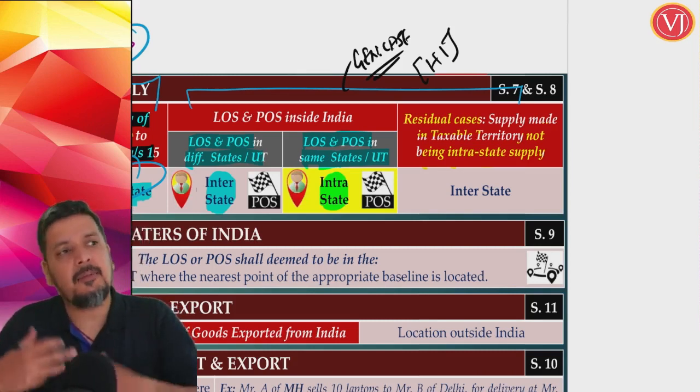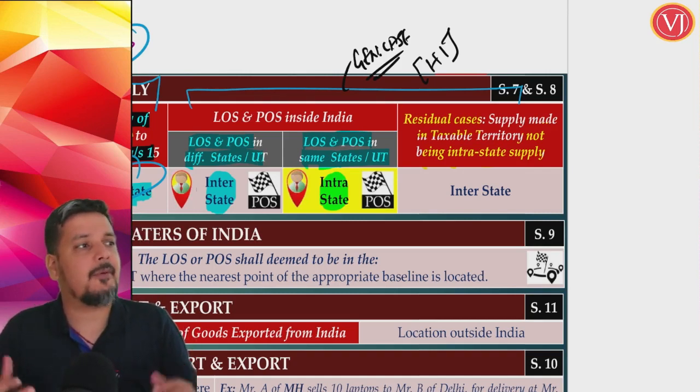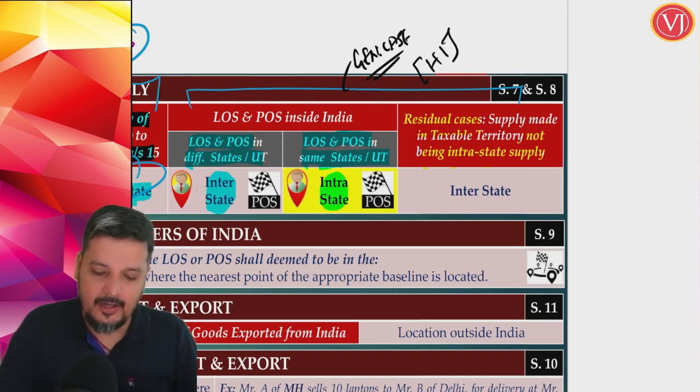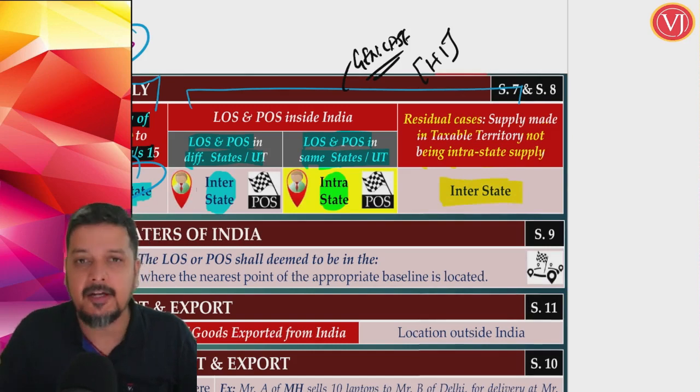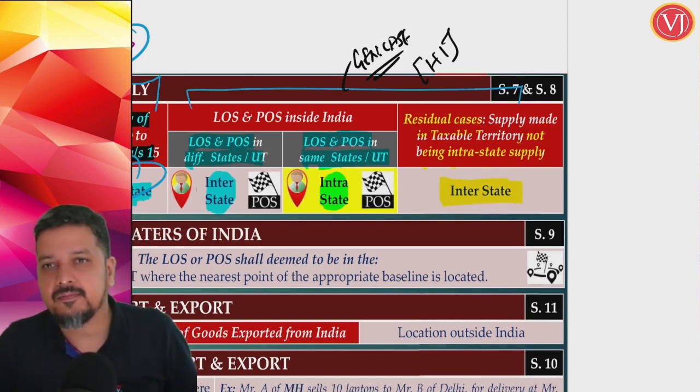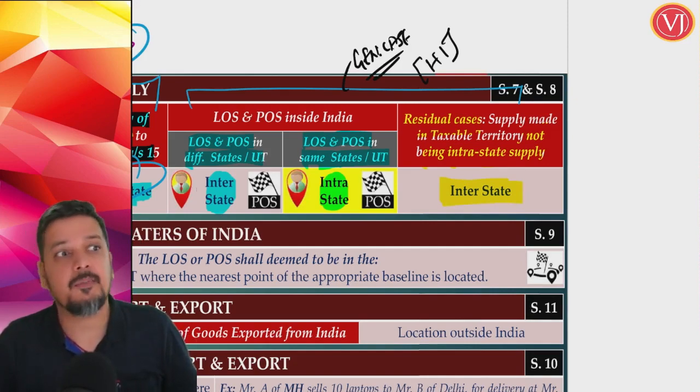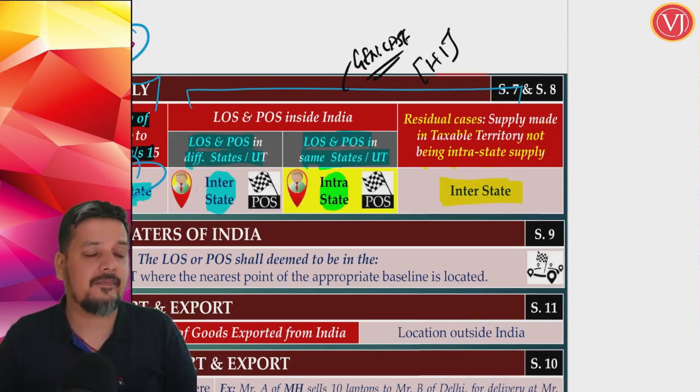Where you are unable to find out any answer. If you are unable to find out any answer, by default, it will be treated as IGST. So, is it possible that we are not able to find out the answer?